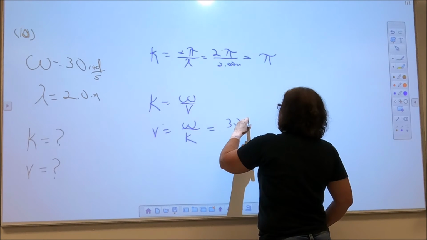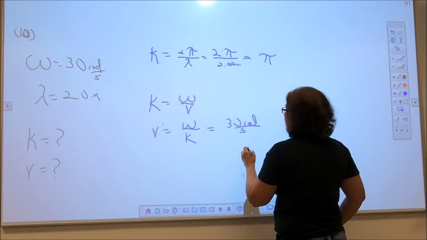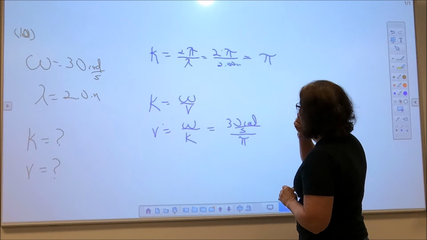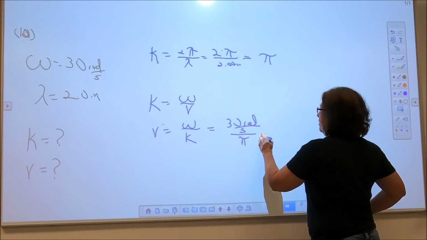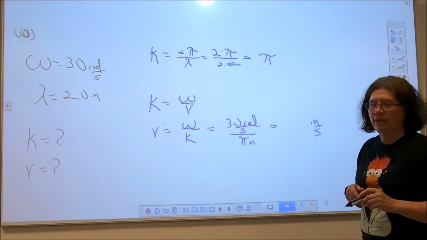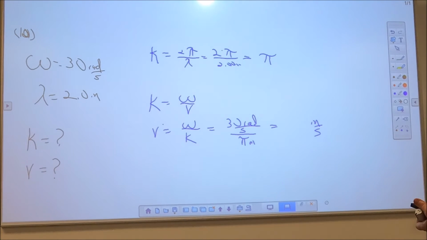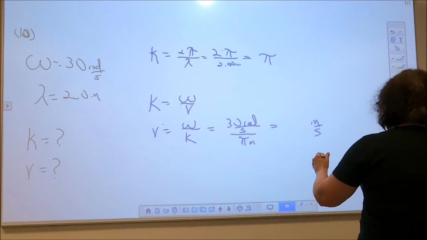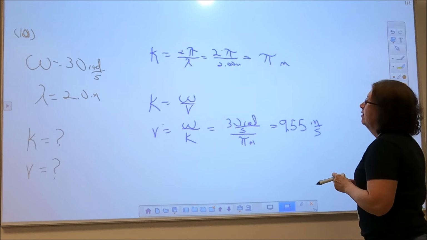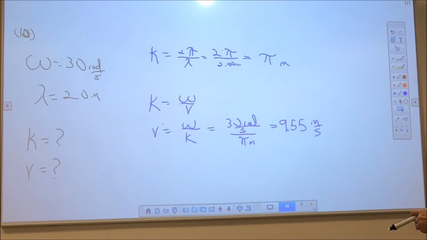So omega, 30 radians per second, divided by k, which is pi, and that should be in meters. So when I flip this up, I'm going to get meters over seconds. So 30 divided by pi equals 9.55 meters per second. Okay? So, not too bad. Okay, so I'm going to erase.